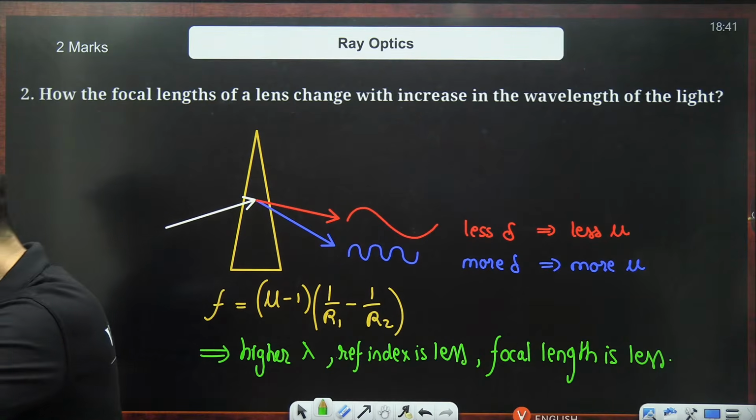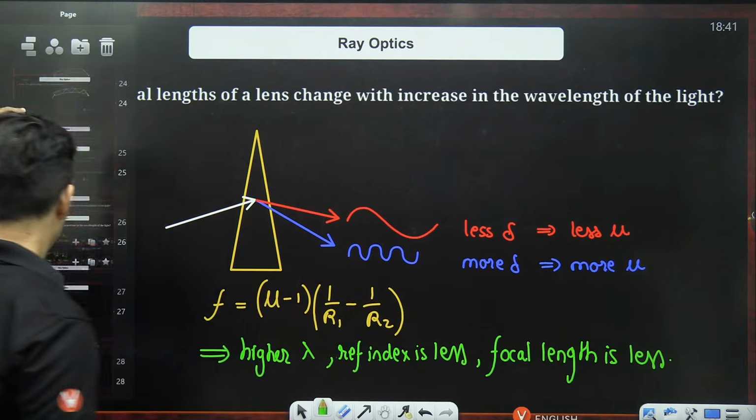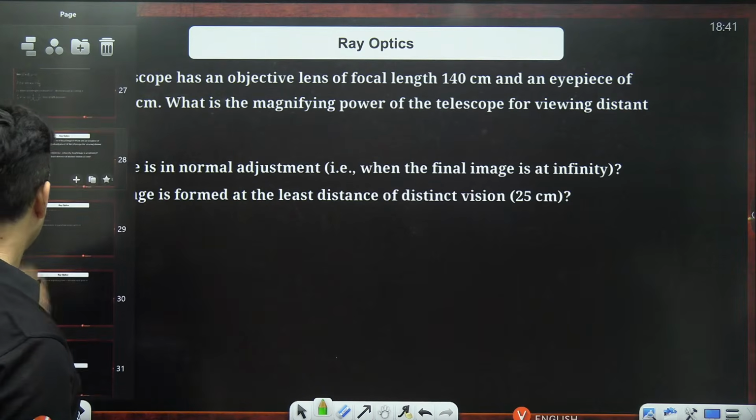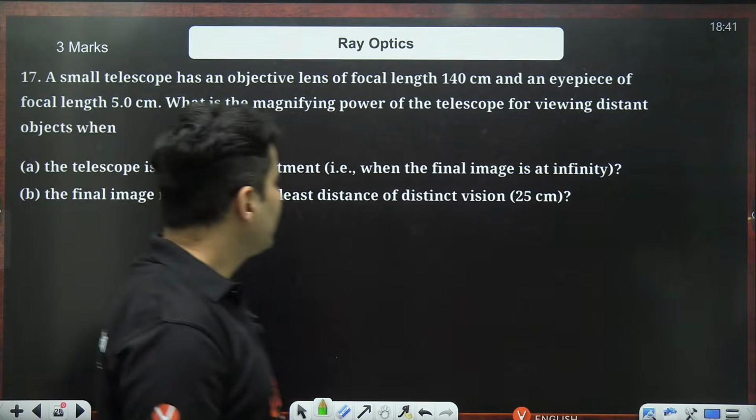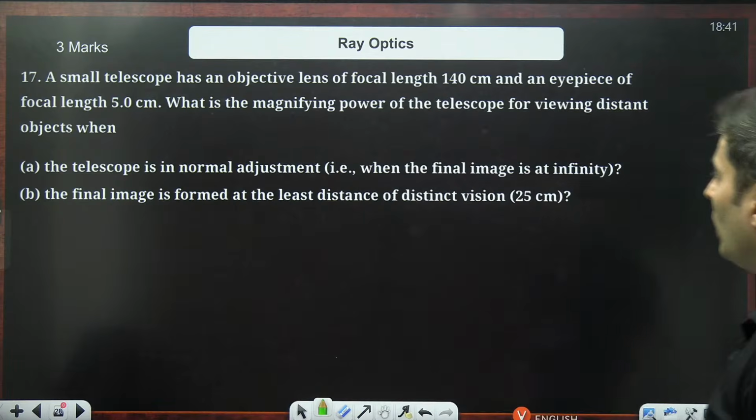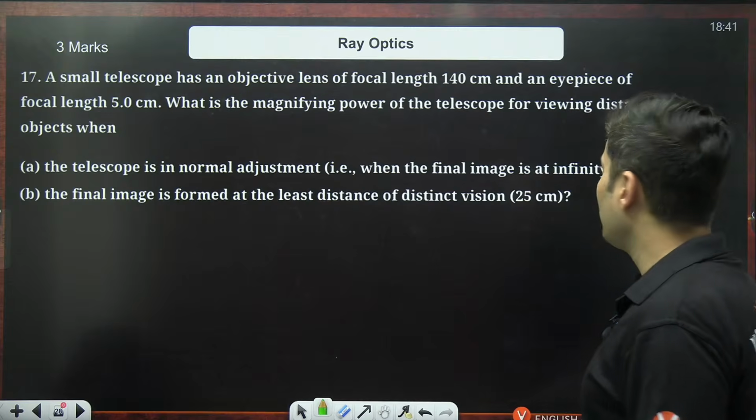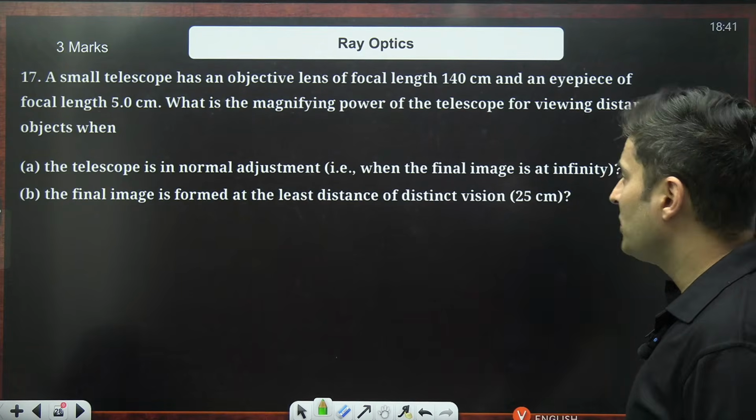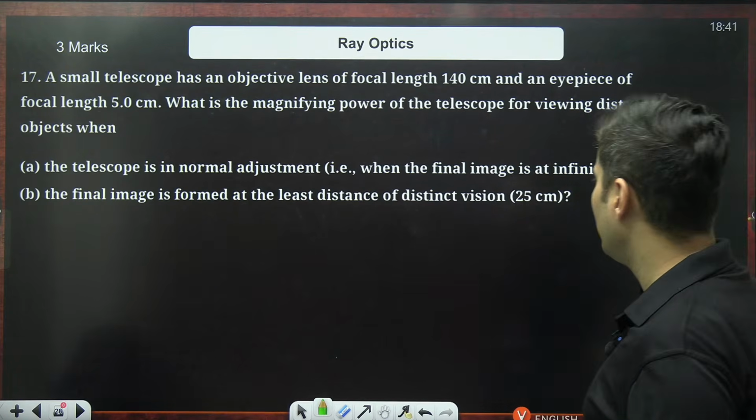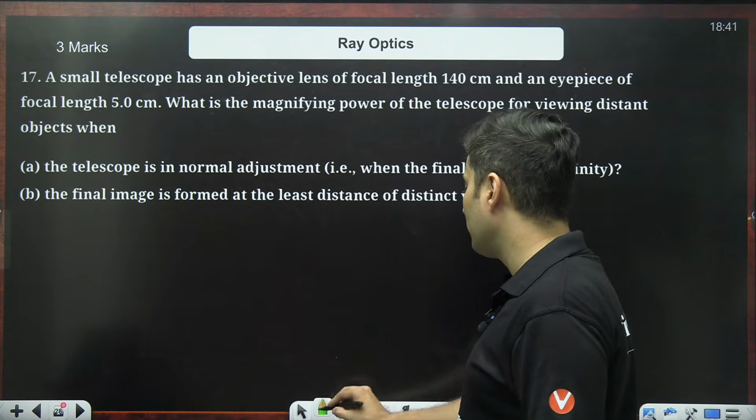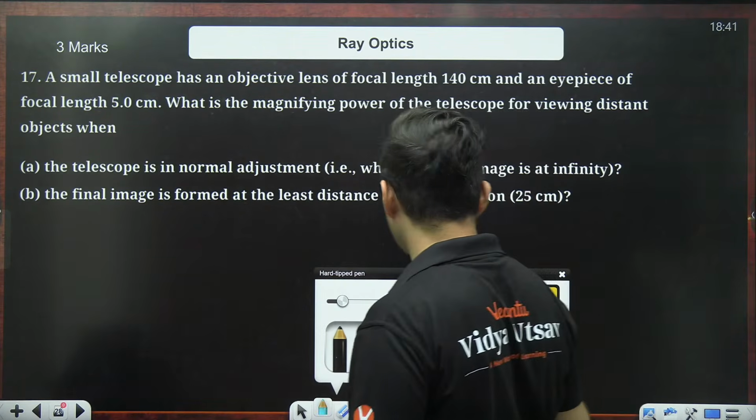Shall we go ahead? Let's go. Next question on your screen. There is a telescope whose objective focal length is 140, eyepiece focal length is 5. What is the magnifying power when the adjustment is normal, and the second time when the adjustment is for least distance of distinct vision? It's just based on the formulas, nothing more.